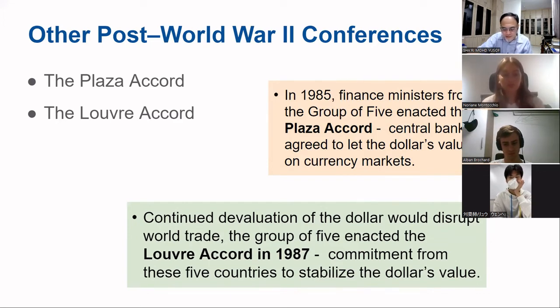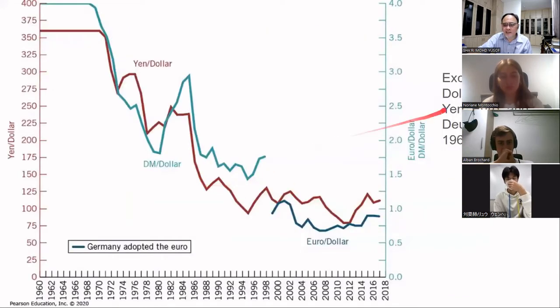The foreign exchange markets were also thrown into turmoil in the 1990s by the Persian Gulf War, and wars like this are disruptive. For example, today the Russia-Ukraine war is disrupting a lot of economies. You can see this in the book as well: the fluctuation of currencies from 1960 to 2017.